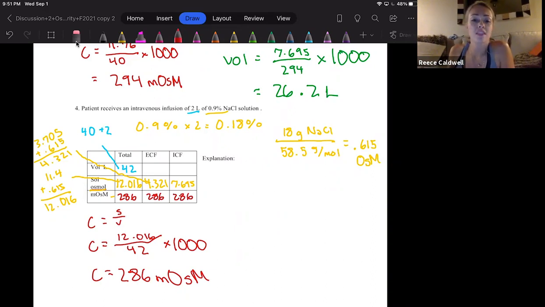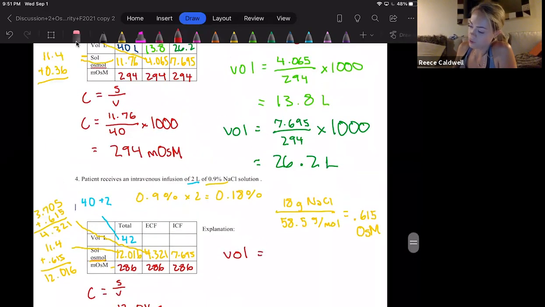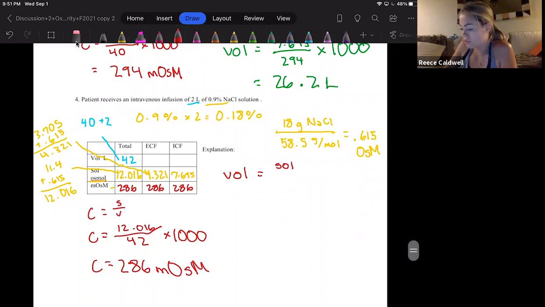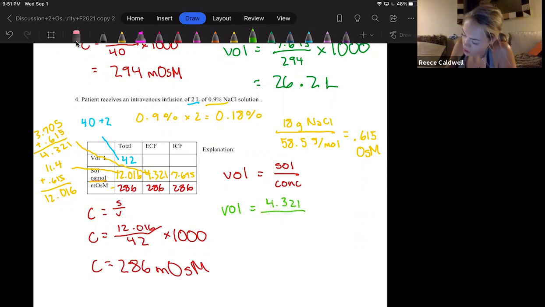We now have 2 variables in these last 2 columns, which means we can solve for that blank. So we'll take that equation, C equals S over V, manipulate it into volume equals, I can never remember, volume equals solute over concentration. So we will have volume equals, for our extracellular fluid solute, 4.321 divided by concentration, 286. We're going to multiply it by 1,000 to put it into liters instead of grams, and that will give us 15.1.